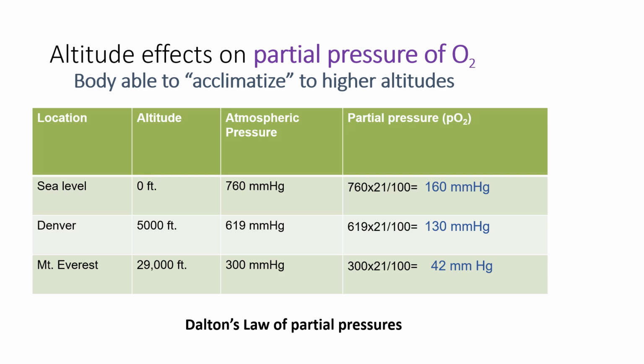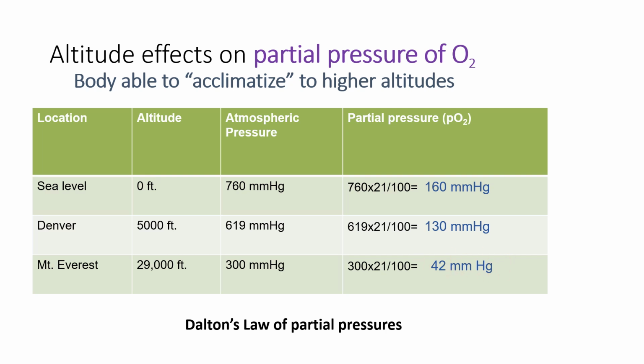Now, at the top of Mount Everest, the ambient pressure is only 300. And so 21% of 300 is about 42, which is way below saturating. In fact, this is almost the same as deoxygenated blood. Very, very low. Well, how do we survive that? In fact, at the top of Mount Everest, anything above 26,000 feet is considered the death zone, because you can't survive up there for more than a few days without oxygen.